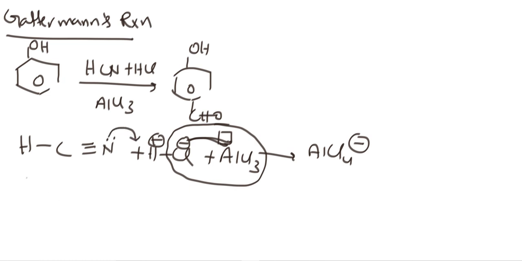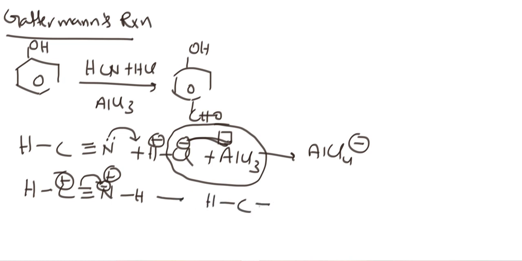Please observe the mechanism. So HC triple bond NH. Nitrogen has 4 bonds, no positive charge. Then immediately the bond shifted like this. So this is negative, positive, negative makes neutral. The electrophile is generated. So what is the electrophile here? HC double bond NH. This is the electrophile. I hope it is clear.